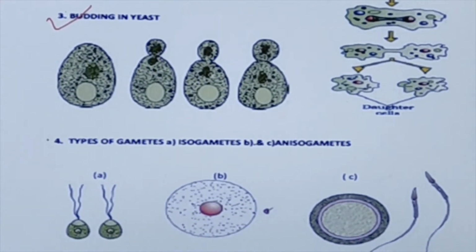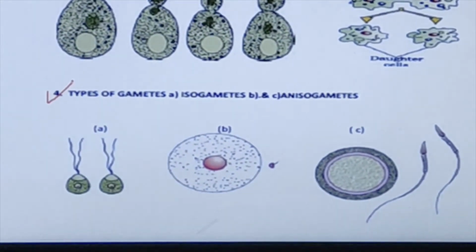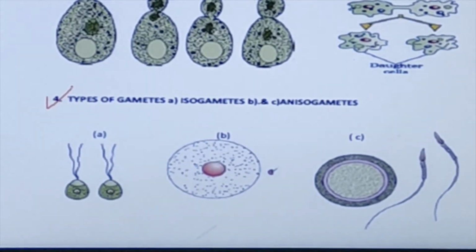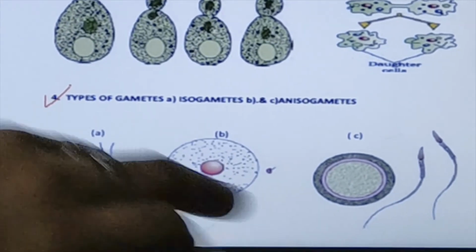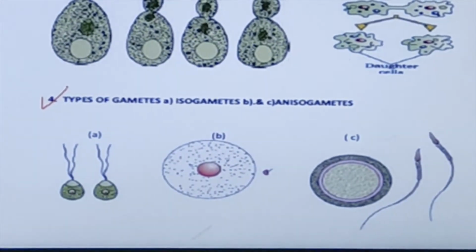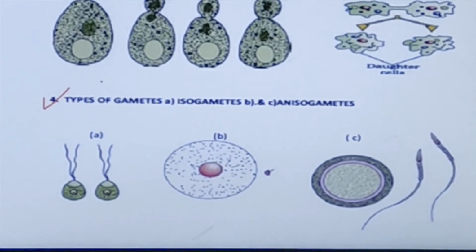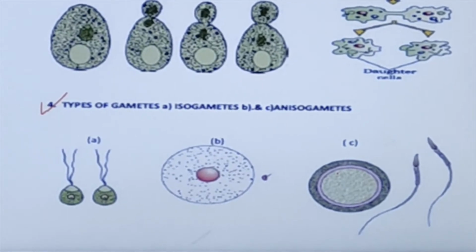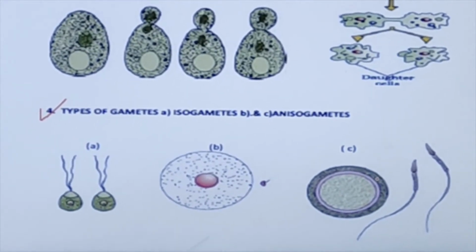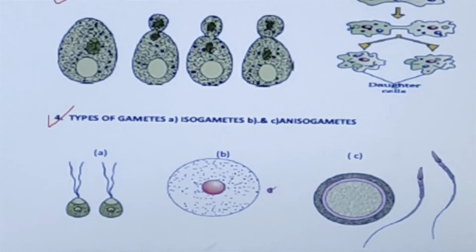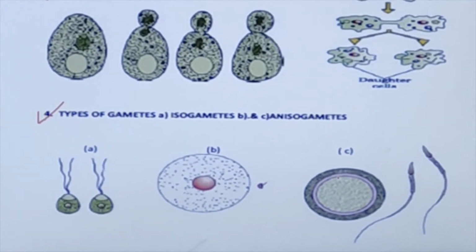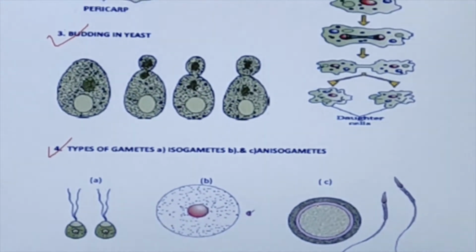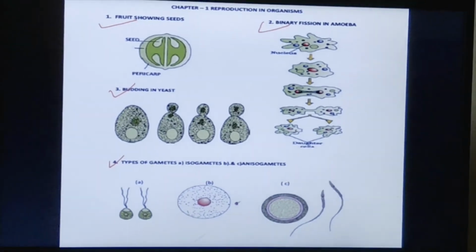Next diagram here, what is it? Types of gametes. This is asked in gametogenesis. We have studied the two types of gametes, isogametes and heterogametes. In the isogametes we have studied the female gamete and male gamete are the same size, and here the female gamete is bigger than the male gamete. Here also the female gamete is bigger than the male gamete, which comes under the heterogametes. This one is Cladophora, this one is Fucus, and this one is Homo sapiens, that is human beings. These are the diagrams. Along with it, the camule is also an important diagram, which is frequently asked in board exams.